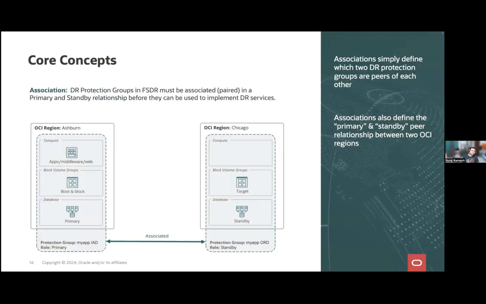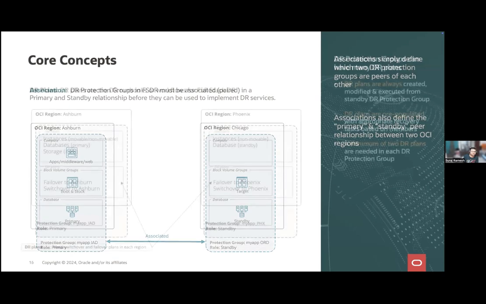Okay, so I think I already talked about a bit. This is the first thing you do: you create two separate protection groups, one in primary and one in DR. And then you associate the roles, so that the service understands which is primary and which is standby. And then on top of it, you can add your compute, database, and storage services, depending on what members we support and what is part of your business system. So that is the first thing you do in order to get started with the service.